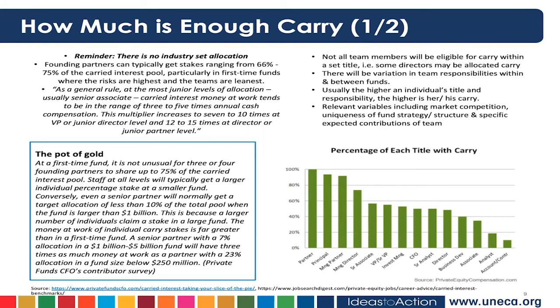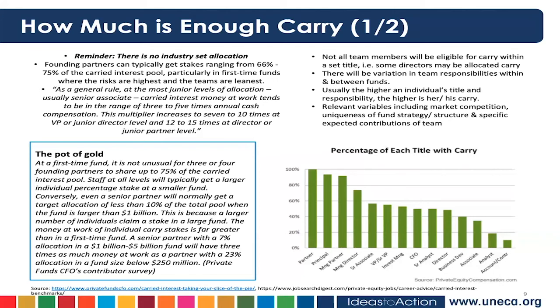So the absolute amount that you're getting is also relevant, and that is something you control by virtue of the size of your fund. A larger number of individuals will also claim a stake when you have a larger fund. You likely will have a larger group of team members working on a larger fund. And the money at work of individual carry stakes is far greater than in a first-time fund. A senior partner with a 7% allocation of a $1 billion to $5 billion fund will have 3 times as much money at work as a partner with a 23% allocation of a fund below $250 million.